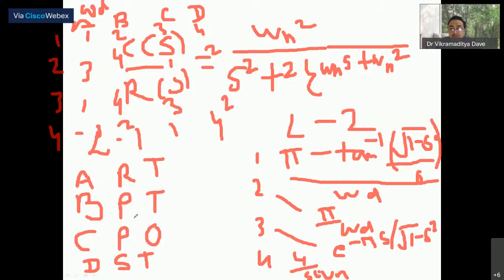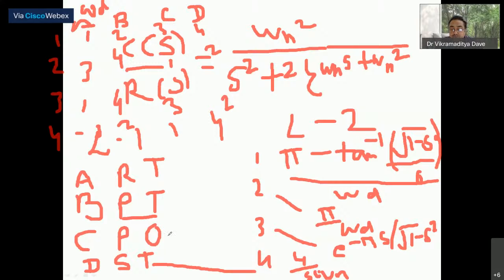Similarly, peak time, you have to match with the formula. Peak overshoot, you have to match with the formula. Similarly, settling time. So let us start with settling time. Settling time is nothing but 4 upon delta omega n. This formula I have already derived.